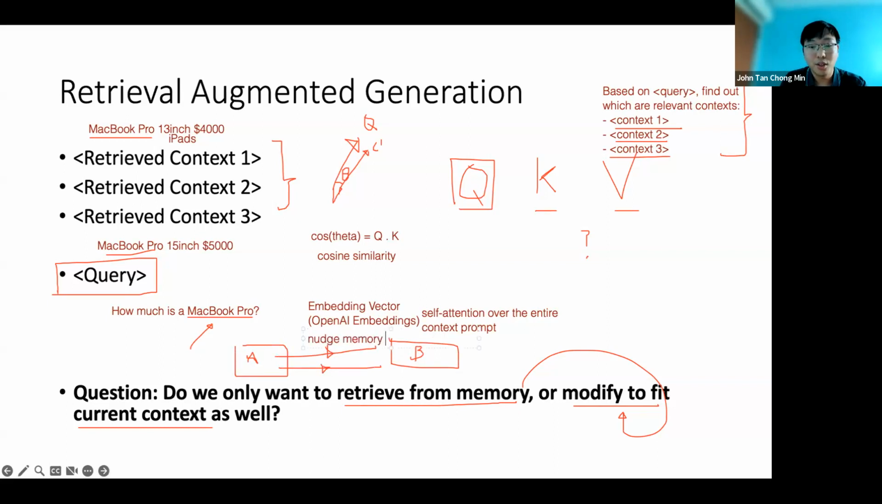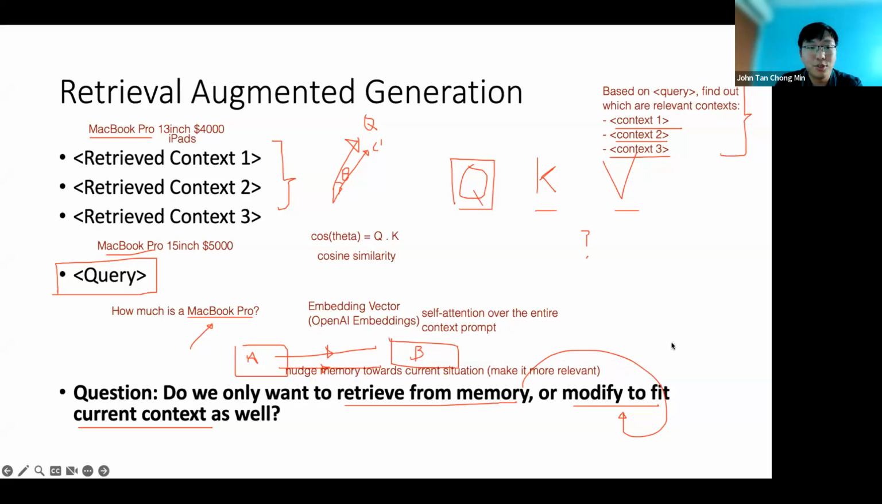Nudge memory towards the current situation, and then make it more relevant. Okay, so this is something that is quite interesting for a cognitive agent to have. When you recall the memory, you change it, and then you store the changed memory. That might be useful for adaptation.